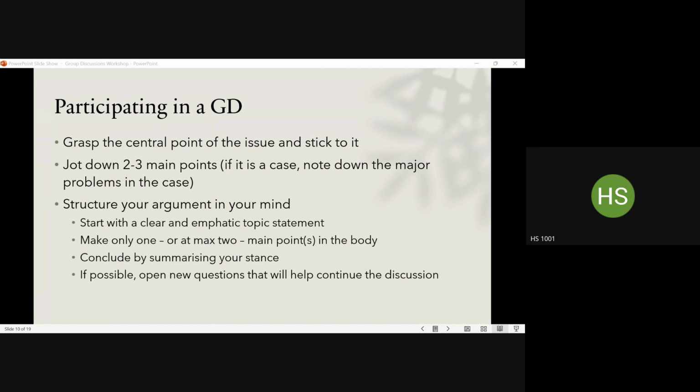Yesterday, we saw what a GD comprises of, what are the different kinds of topics that you might get in a group discussion, what are the different roles that one has to play in a group discussion, etc. So, yesterday, we looked at how one would lead a group discussion. We also looked at how people can participate in a group discussion. This is where we had ended yesterday, and today we'll start off exactly from there.